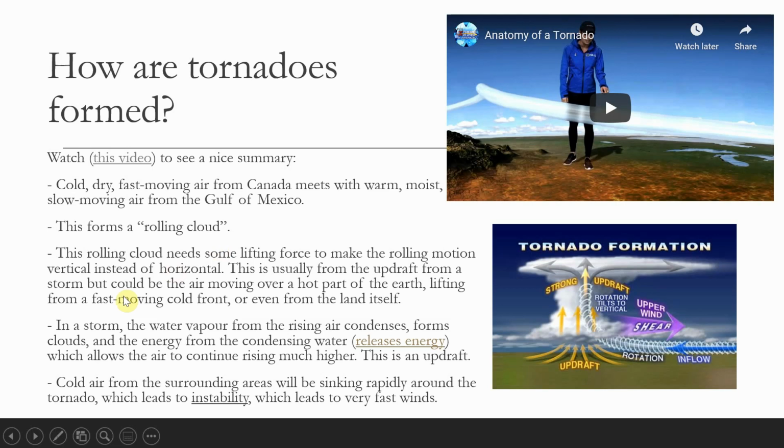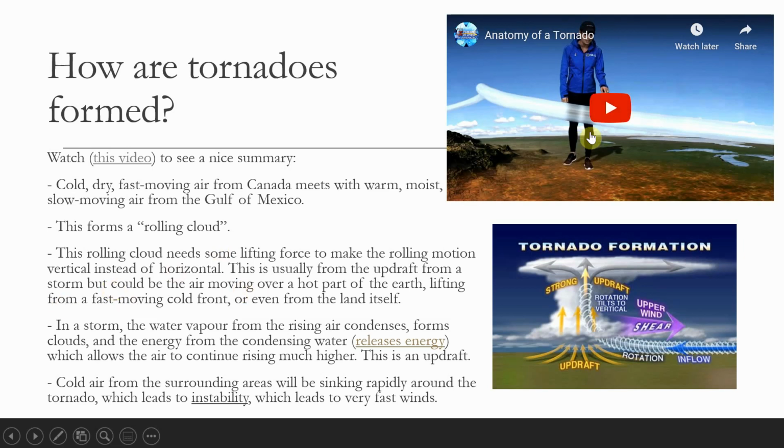Now, this rolling cloud needs some lifting force to make that rolling motion vertical instead of horizontal. This is usually from the updraft from a storm, which is what she just mentioned there, but it could be air moving over a hot part of the earth, some sort of lifting from a fast moving cold front, or even the land itself. But the biggest ones are going to come from a storm.